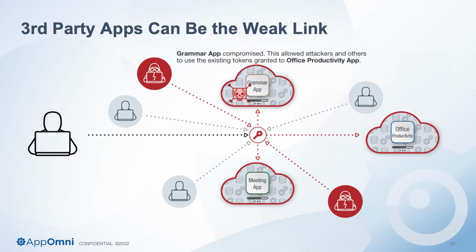We have seen in breaches like Kaseya, we have seen in breaches like SolarWinds that third-party apps can be the weak link. As an attacker, if I can break into one of these third-party apps, even something like a free grammar app online, that may not be my ultimate goal. I want to get into that application because it has OAuth tokens into the mailboxes and third-party apps and document repositories of all of these various customers.